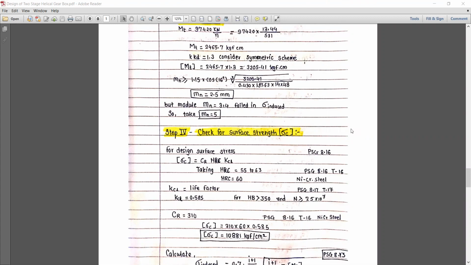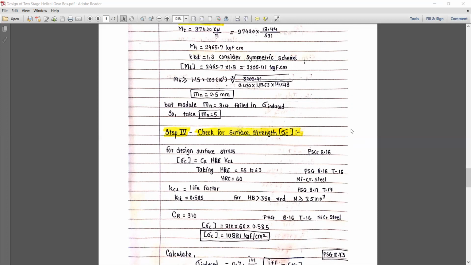Okay, so I suggest you start your design from module 5. Okay, so it can sustain both different loads. So first we will check for surface strength. Here we are checking for pinion as well as gear. Okay, for design surface strength, refer page number 8.16.